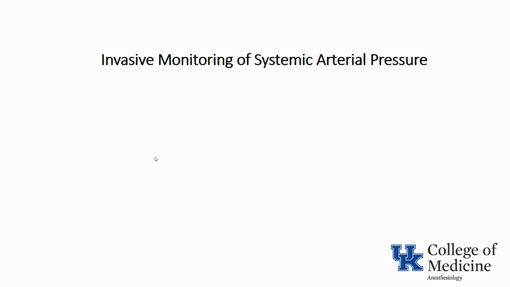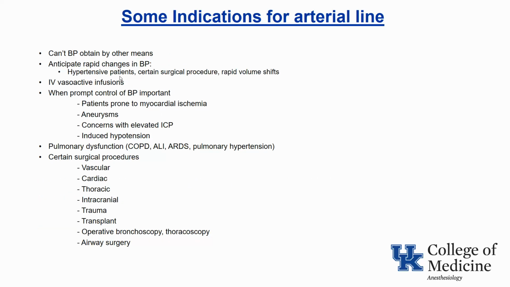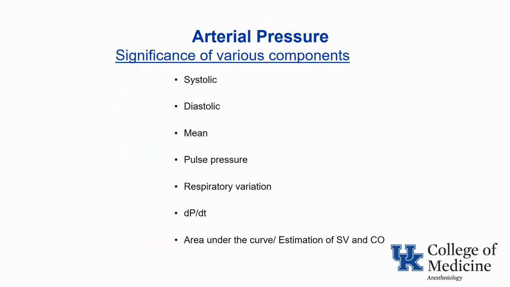The other approach is invasive monitoring of arterial pressure. The advantages of arterial pressure lines are summarized on this slide. Some of the indications for use of arterial lines are also summarized on this slide. The arterial pressure provides various components, which I will briefly describe in the next few slides.